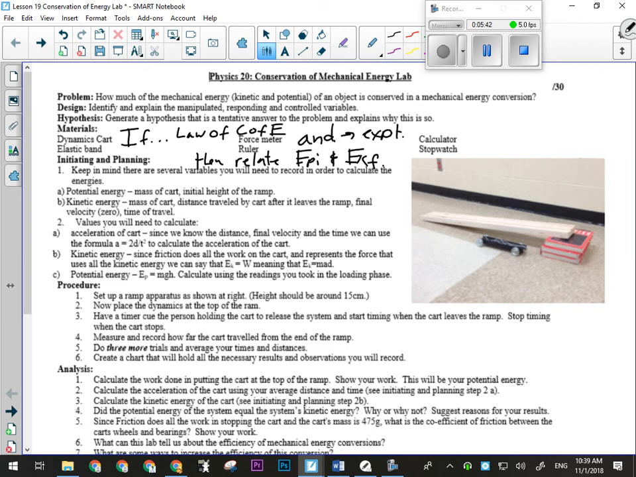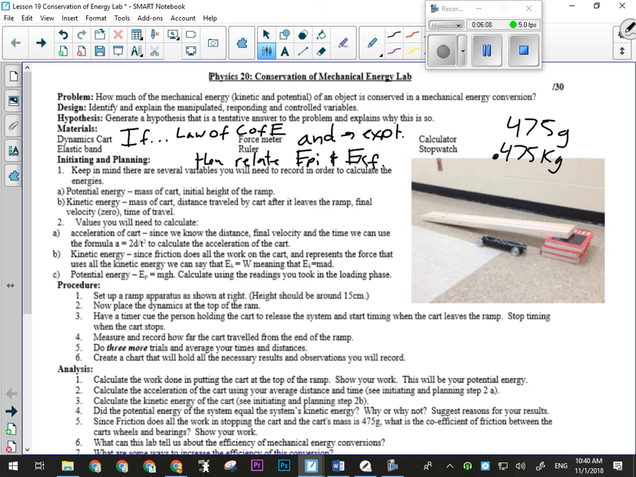Okay, a couple of things you'll need to keep in mind for calculating things in your analysis. There's some variables that we're going to need to know. First variable is that we need to know the mass of the cart. Okay, the mass of all of these carts is 475 grams. However, I would suggest it should be used in your calculator like that.